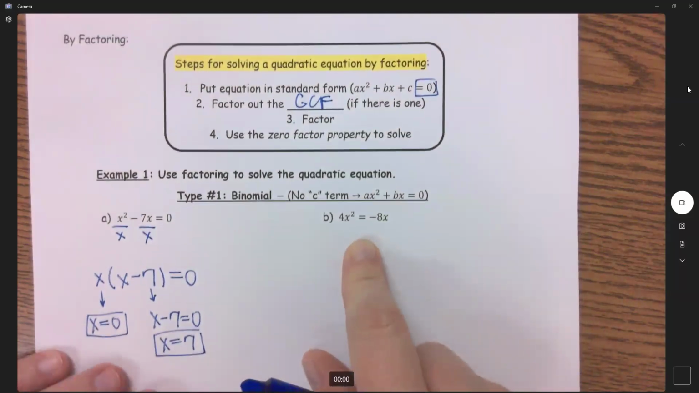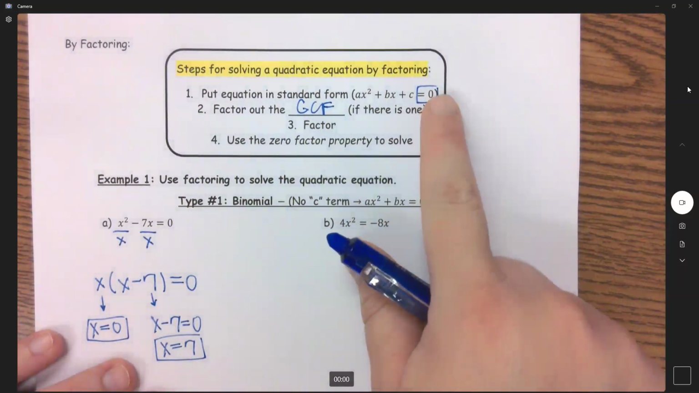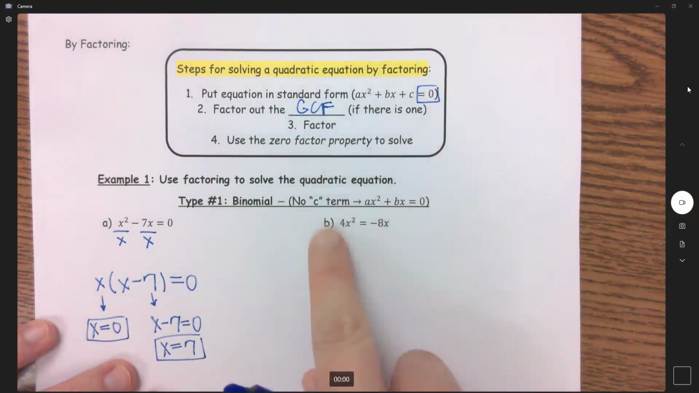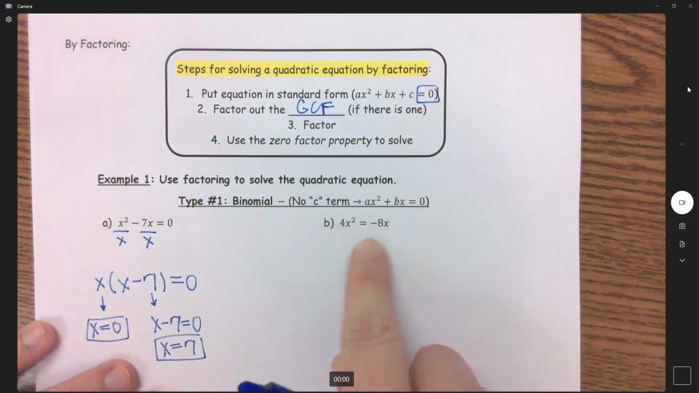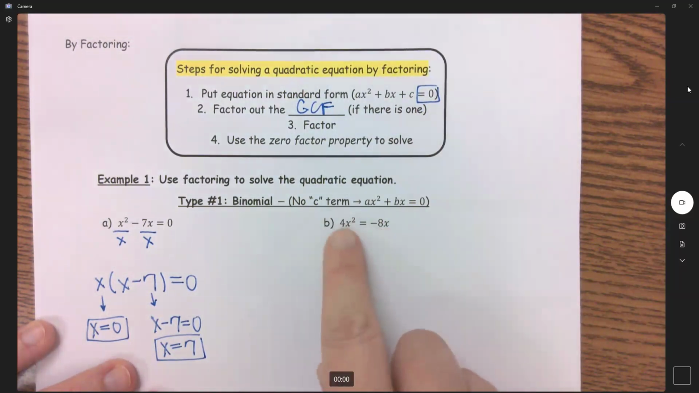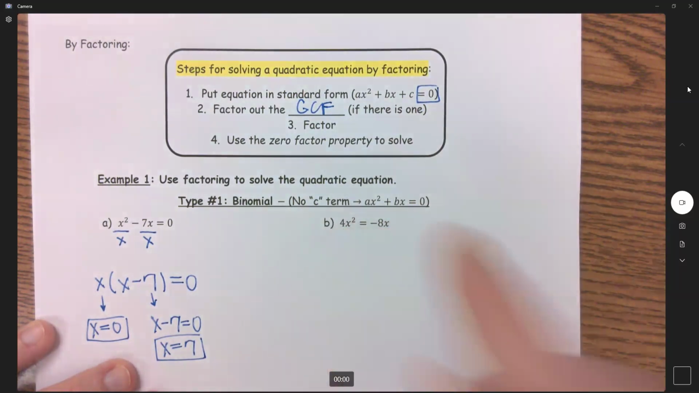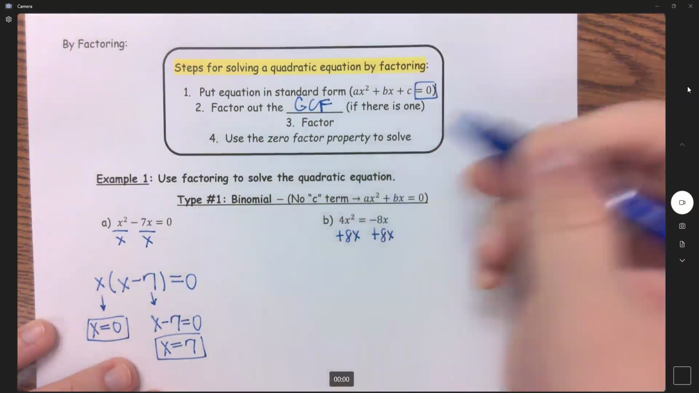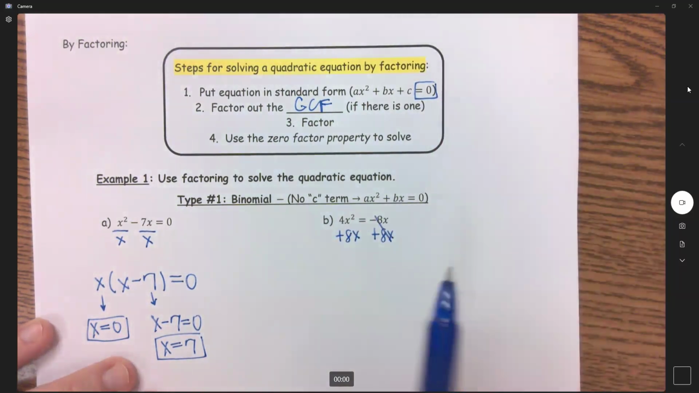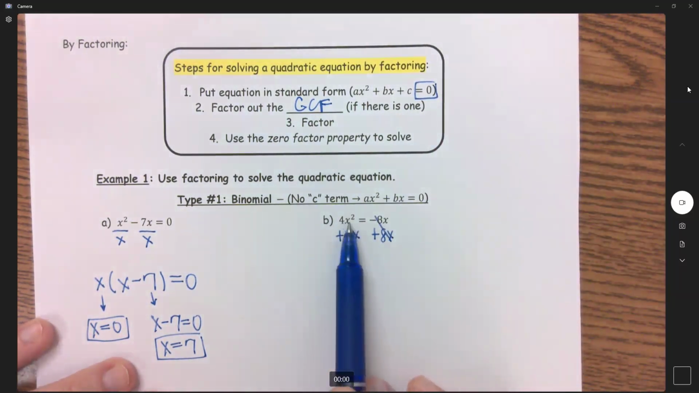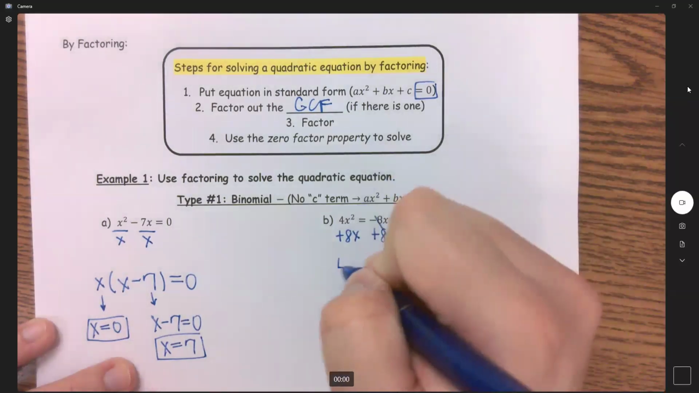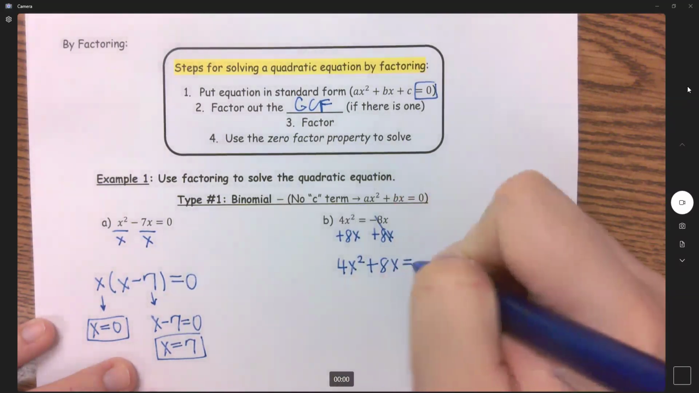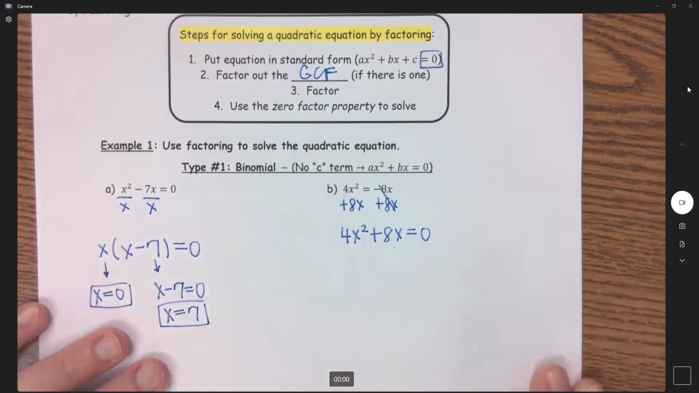Okay, on B, if I'm following my instructions, the first thing I need to do is get it into standard form, which means it needs to equal 0. So this does not equal 0 because I have an x on both sides. So we're going to move this negative 8x over. Typically, you want your x squared to remain positive. So I'm going to add 8x over, and that will cancel over there. Now, these are not like terms. Yes, they both have an x, but one's an x squared and one's an x. So this just goes side by side. This is 4x squared plus 8x, and now it equals 0.